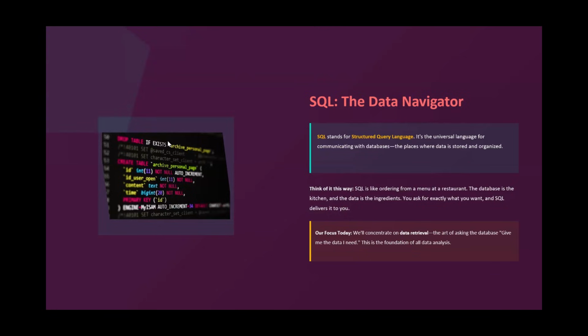You have data of your customers. You have data of your sales. You have a lot of information about your company. It's an organized warehouse full of information, and you don't need to wander aimlessly. You need a precise way to ask for exactly what you need, and SQL is what will help you to do it. SQL is what will help you to extract what you want in the database for your analysis.